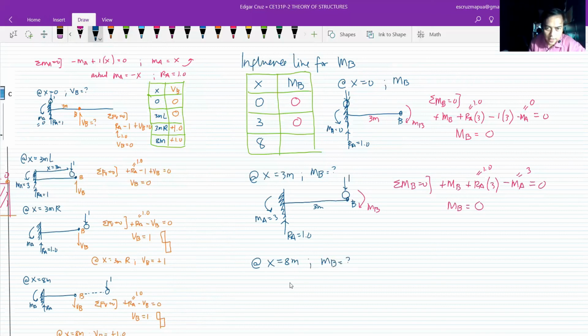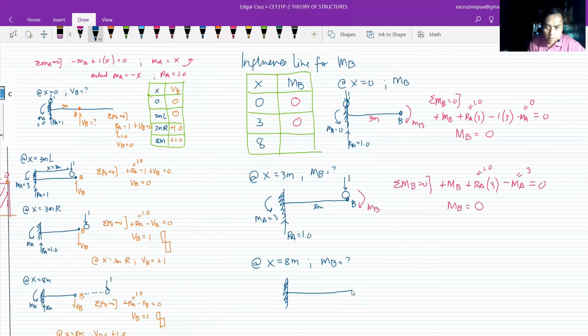Okay, so isolate din natin. So, cut the section, consider the left segment. Ang ginagawa ko, left segment parati. Pero if you want, pwede mo rin consider yung right segment on the cutting section. Diba? Cut and isolate. So, pwede kayo mag-isolate ng segment sa right segment, pwede rin yun.